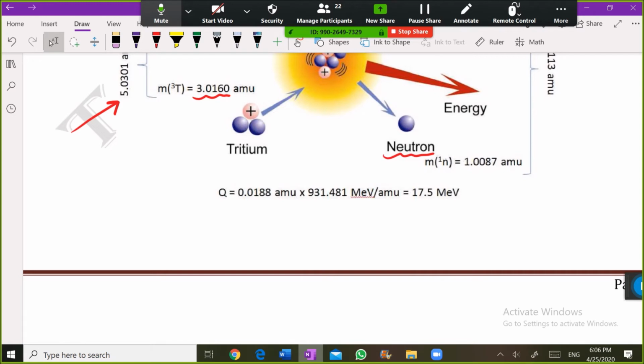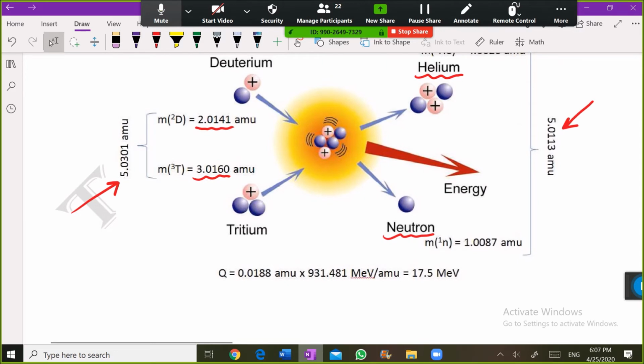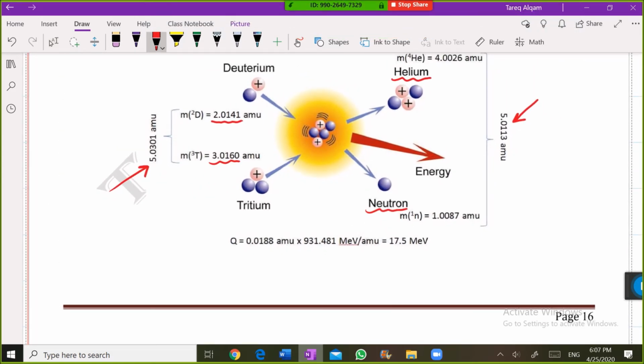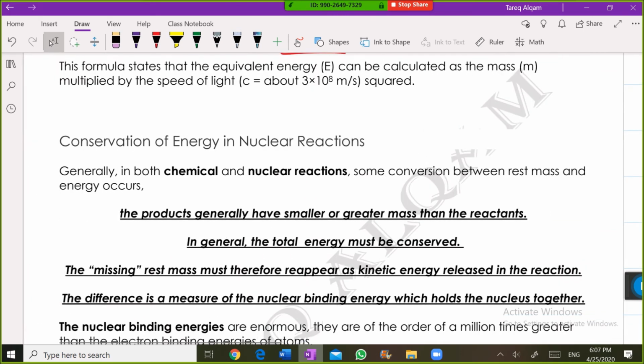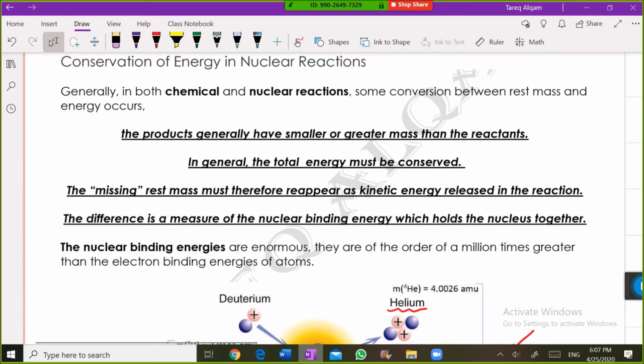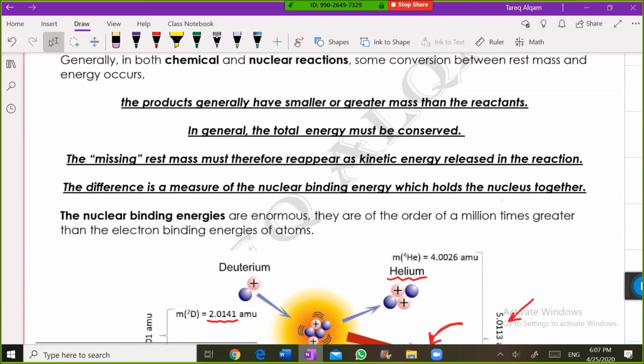Classical mechanics was not able to justify this change in mass, but in quantum mechanics we consider that this change of mass is converted to energy, right? The difference in mass between the reactants and the products changes to energy. So now we have the concept that mass and energy seem to be the same, or we can consider them as the same physical quantity.